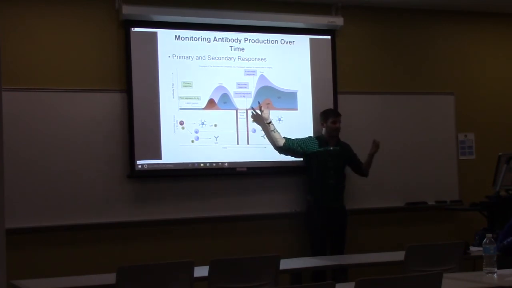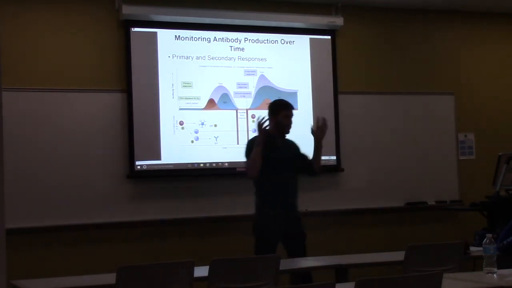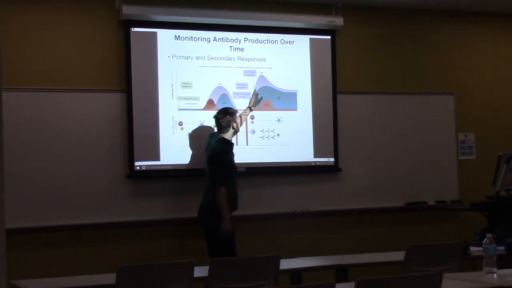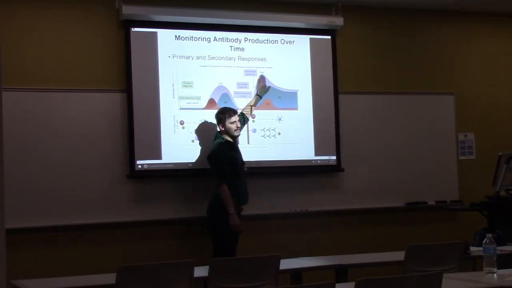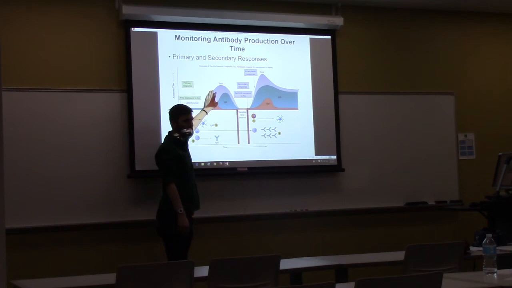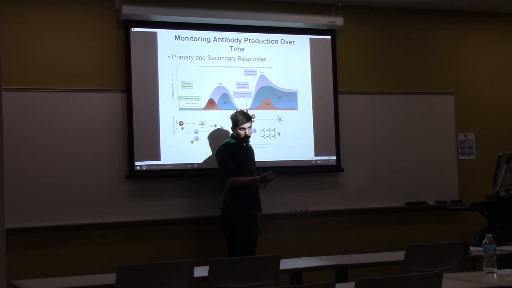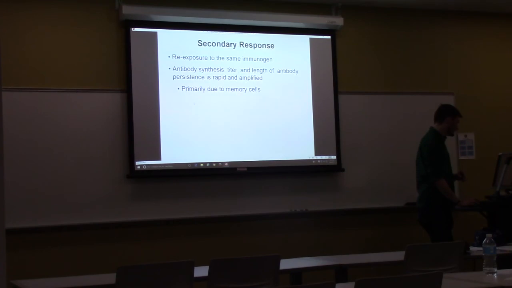Much faster, because the memory cells respond right away, right? So they see it, they go, oh crap, I know this guy, I'm going to go crazy right away, okay? And so immediately, well, relatively quickly I should say, you start making tons of antibody. IgG first and then IgM, and you make more antibody the second time around than the first time around. So the combination of more antibody and a very rapid response, the production of antibody, results in clearance of the infection before you get sick. Okay? So this is why we can have immunological memory.